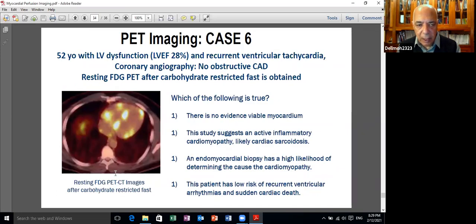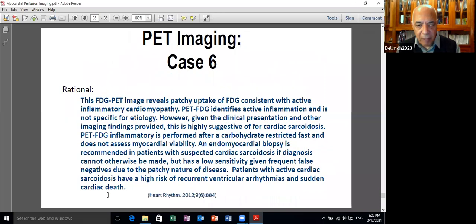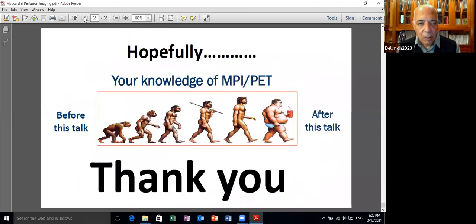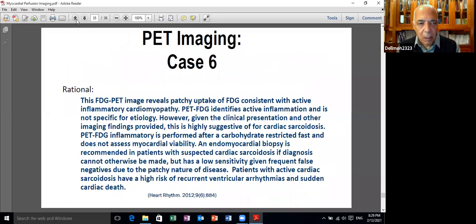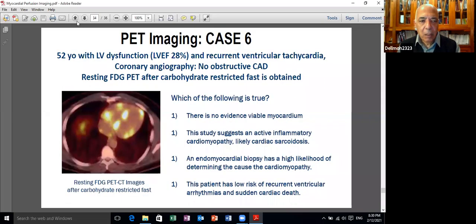So as you see here, this is an FDG PET scan, and this is not a viability study because I'm not giving you a perfusion tracer. There is no rubidium here. So this is another application of PET imaging, which shows that this glucose analog is taken up by inflammatory tissue.